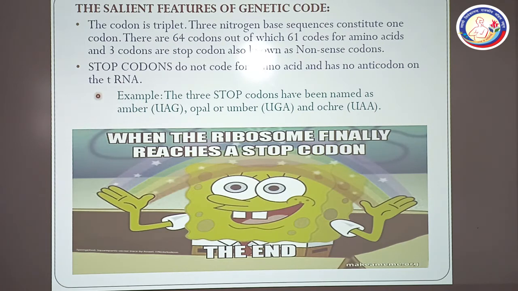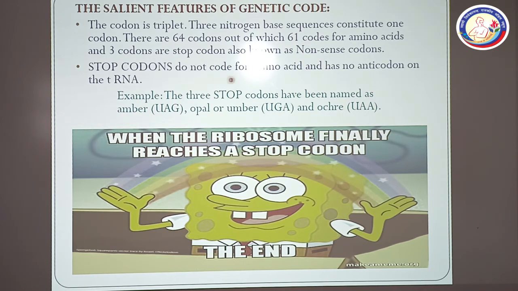The salient features of genetic code. What are the important features of the genetic code? The first is the codon is triplet. It is made of 3 nucleotide sequences, and 3 nitrogen base sequences constitute 1 codon. There are 64 codons, out of which 61 code for amino acids and 3 codons are stop codons, also known as nonsense codons. They are the useless ones, they will stop the translation.